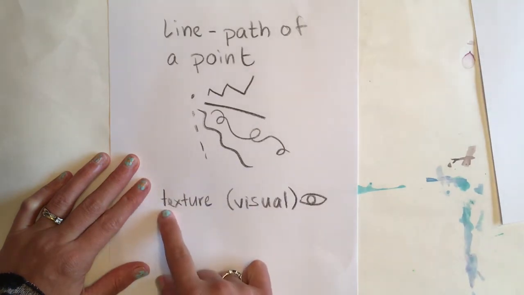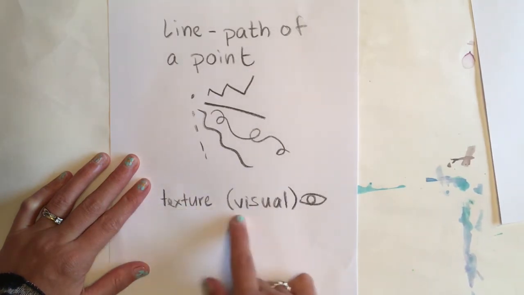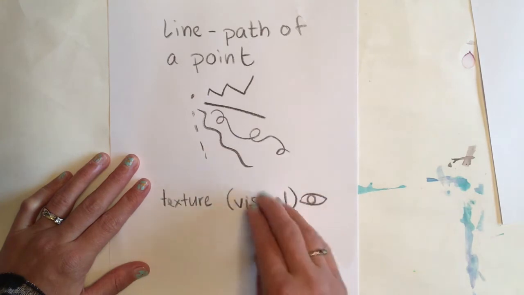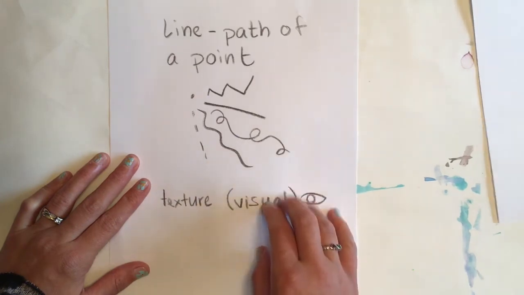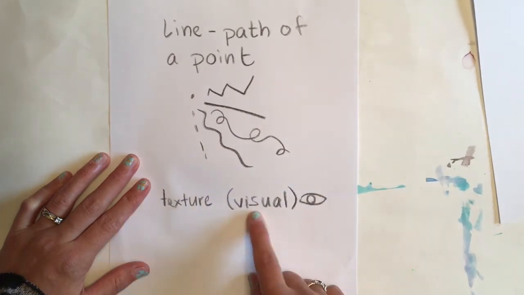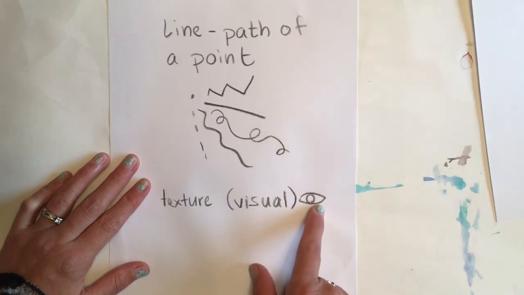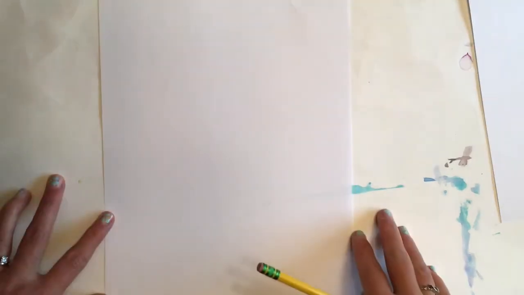Today we're also going to use line to show texture, but it will be visual, meaning when I touch the paper, it won't actually feel fuzzy or fluffy. It's just going to look that way. So it's called visual, or only I can see it, texture.